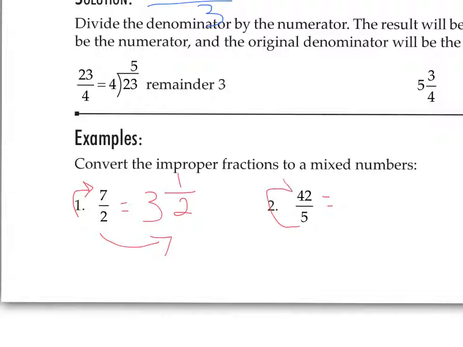5 goes into 42 8 times. 5 times 8 is 40, so that means there's 2 left over. And the denominator stays the same.